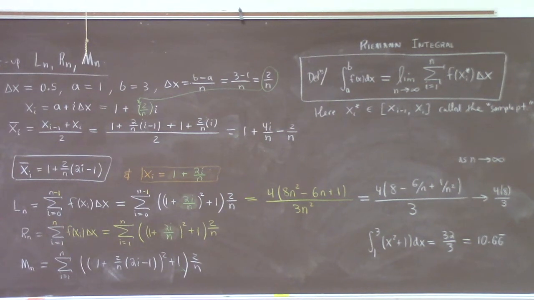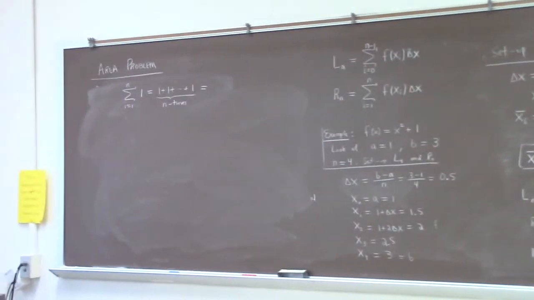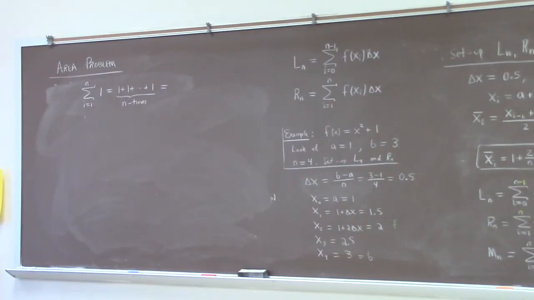Well, there's some really easy things we can all agree on, I think, pretty easily. What do you guys think the sum i equals 1 to n of 1 is? I bet this one you know. I bet you could figure this out. What do you think?